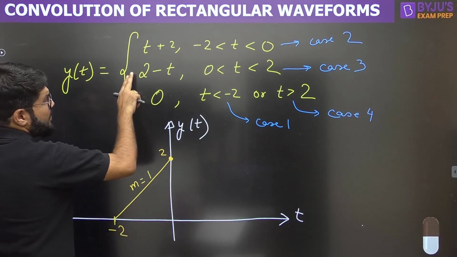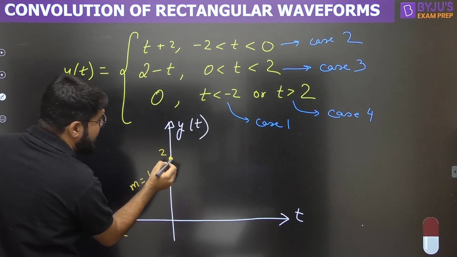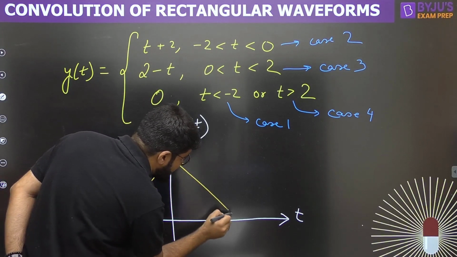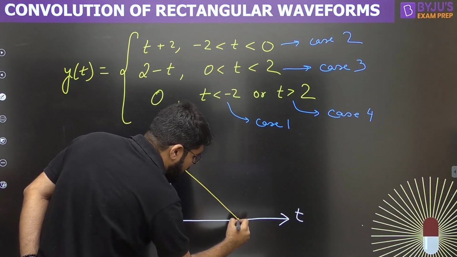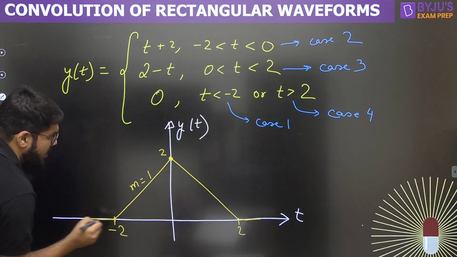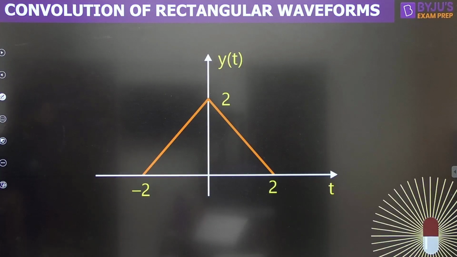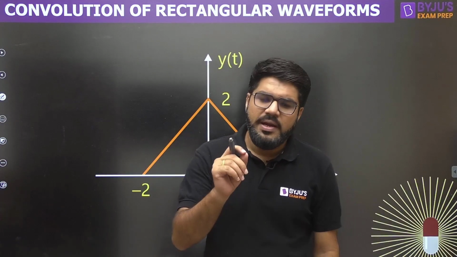Next, it is minus t plus 2, mx plus c. So m is minus 1, negative slope, but the y-intercept is still 2. So we start from here, but with negative slope. And this answer should go up to t equal to 2. Beyond that, it is going to be 0, and before minus 2, it is 0. This slope is equal to minus 1. This is the neat and clear diagram. So whenever you get two rectangles of equal duration, you get a triangle.